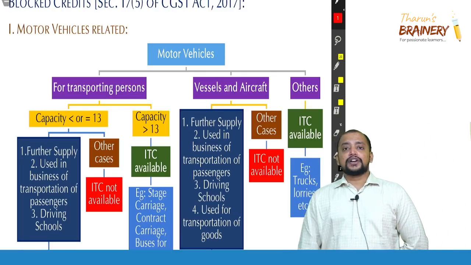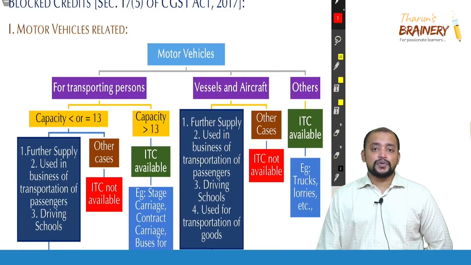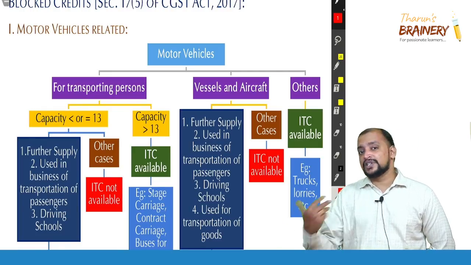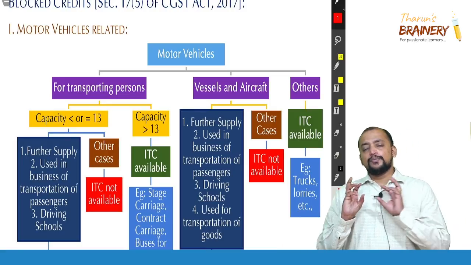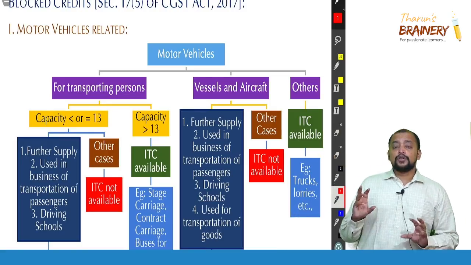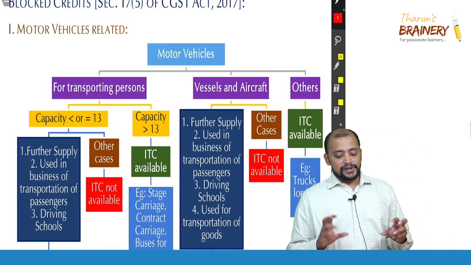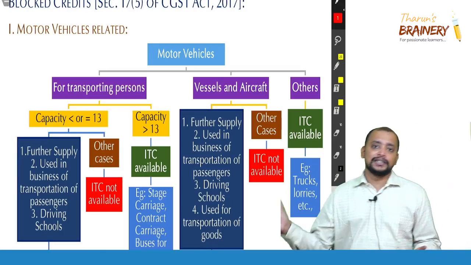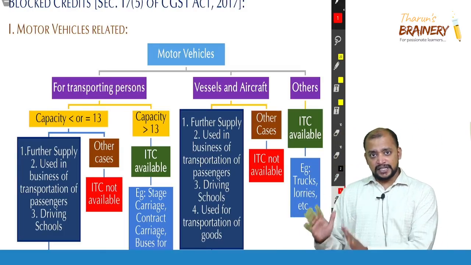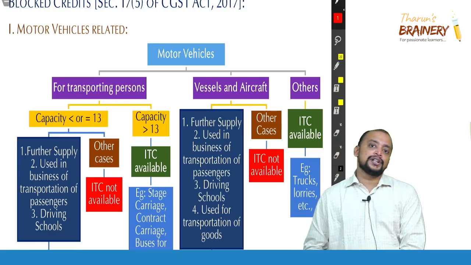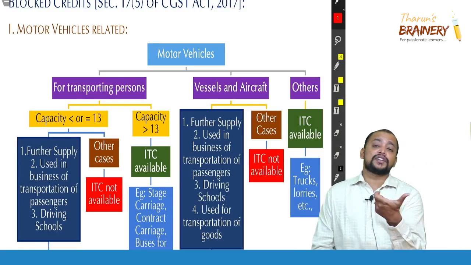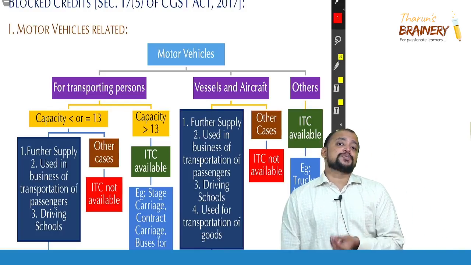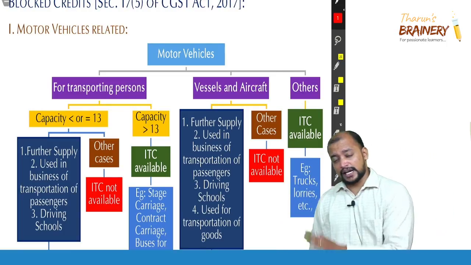For example, the first one is motor vehicles. Motor vehicles are blocked credit, which means if you purchase a motor vehicle and pay GST on it, you cannot take it as credit. Motor vehicles are divided into three: motor vehicles for transporting persons, vessels and aircraft, and motor vehicles that are others. If it is others, ITC is always available, there is no restriction. The restriction is only in case of motor vehicles for transportation of persons, and vessels and aircraft. Others means motor vehicles for transportation of goods; there is no restriction, we can always take ITC.